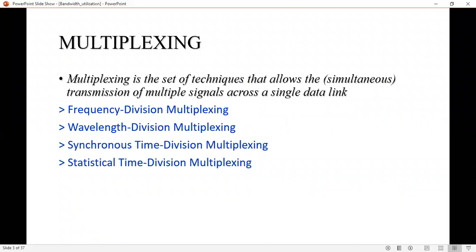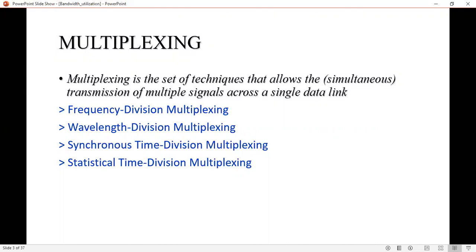Now, multiplexing. What is multiplexing? Multiplexing is a set of techniques that allows the simultaneous transmission of multiple signals across a single data link. That is, it combines multiple signals into a single data link.